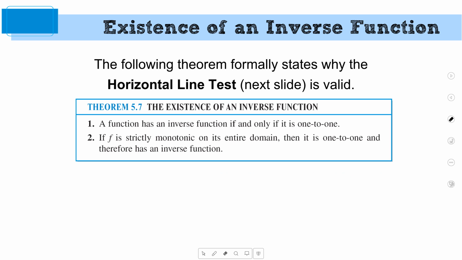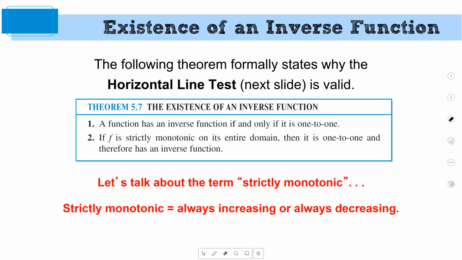Okay, so that is the horizontal line test, determining whether or not the inverse is a function. Ooh, read number 2. If f is strictly monotonic on its entire domain, then it is 1-to-1 and therefore has an inverse function. Is that even English? Do you know what the word monotonic means? It's simple. It means always increasing or always decreasing.